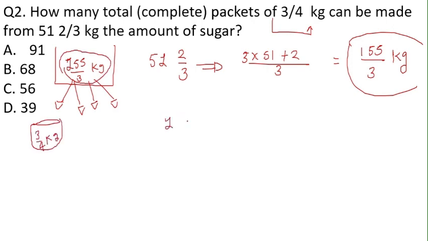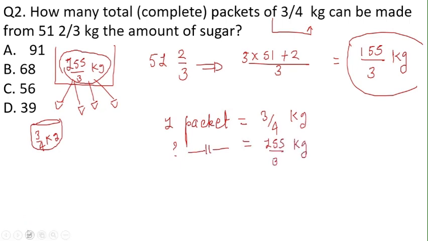It means one packet's limit is equal to 3 by 4 kg. So how many such packets can be derived out of 155 upon 3 kg is the question. I hope you have understood the question, that in one packet we can add, for example, 3 by 4 kg of the sugar. So how many packets are required to fill up 155 upon 3 kg is the question. So simply cross multiply it.